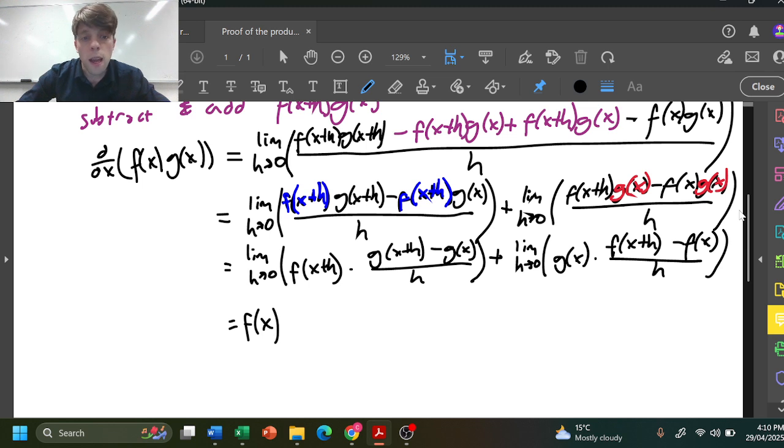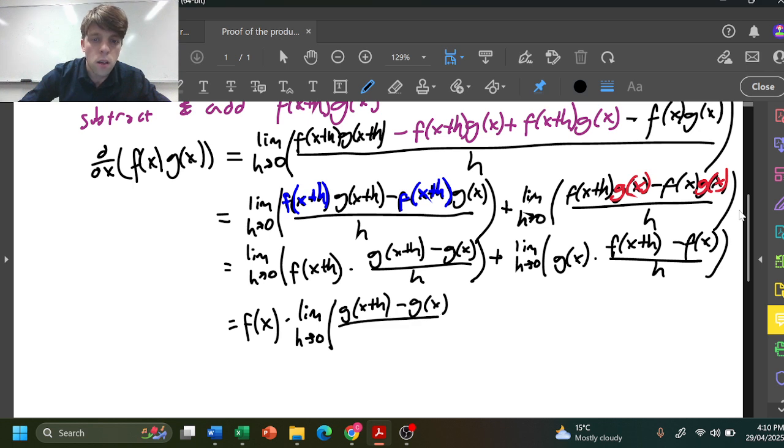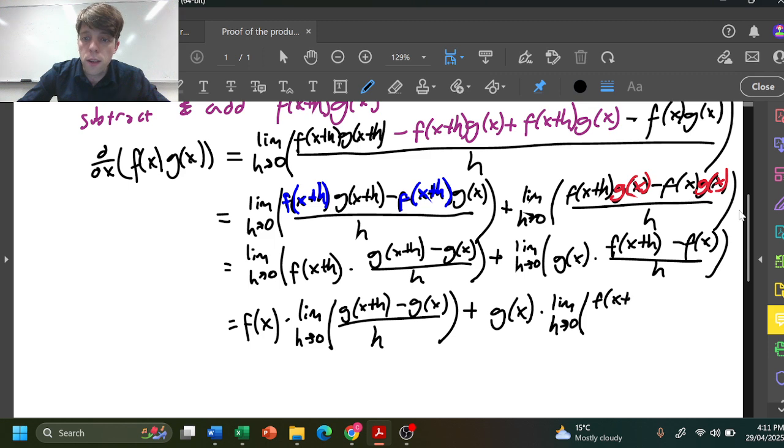We could write this as f of x times the limit as h goes to 0 of g of x plus h minus g of x over h, plus the limit as h goes to 0 of, well, first up, again, this g of x here is not in terms of h. We can take this outside of the limit. As h goes to 0, g of x does not change, because there's no h involved. It is multiplied by the limit as h goes to 0 of f of x plus h minus f of x divided by h.